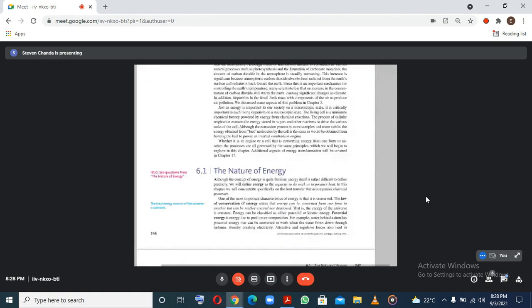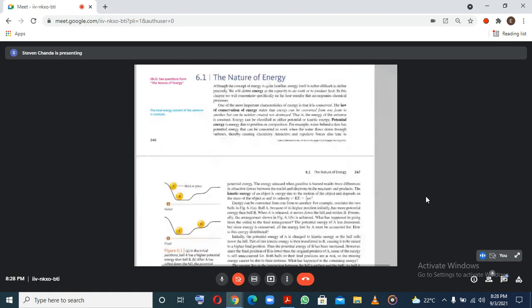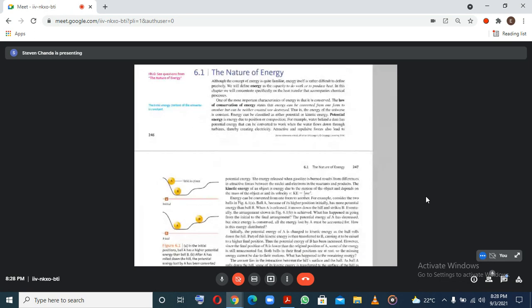So the nature of energy. Really, when we talk about energy, it's a concept which is very familiar to us, but quite tricky to define. However, energy is the capacity to do work or produce heat. So anything that has got the capacity to do work or produce heat, that thing has got energy.